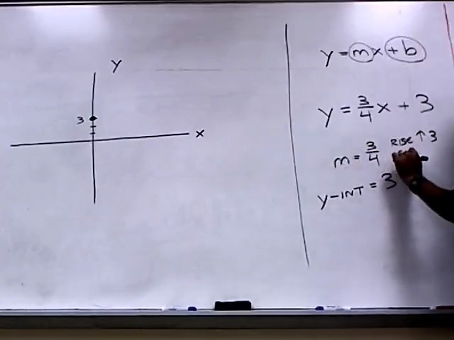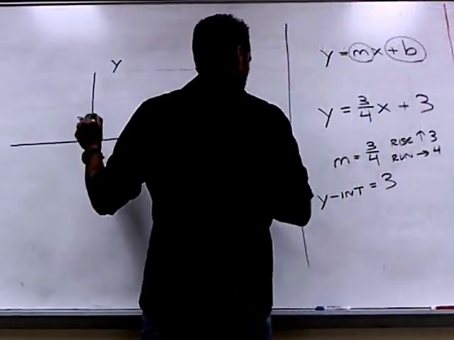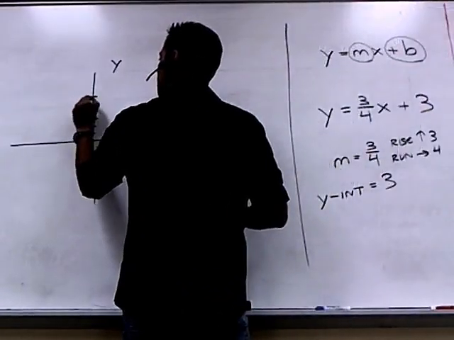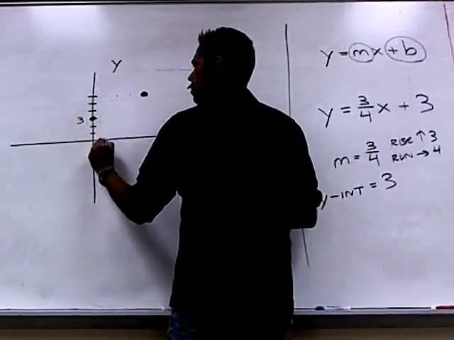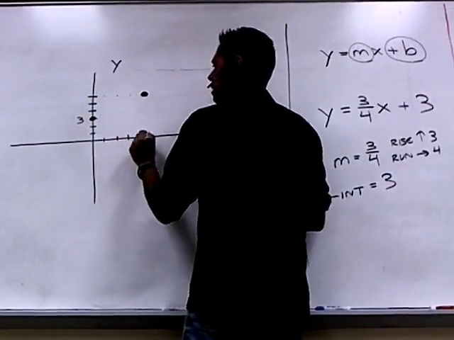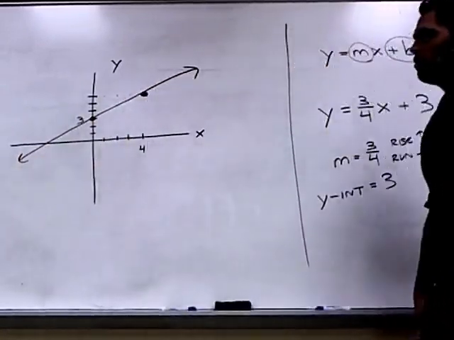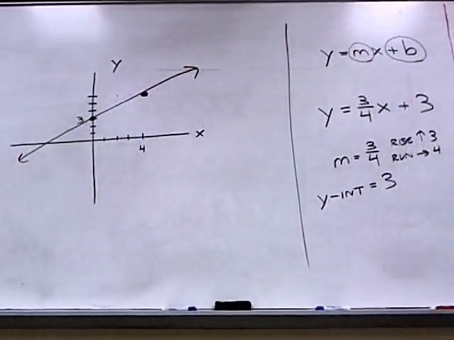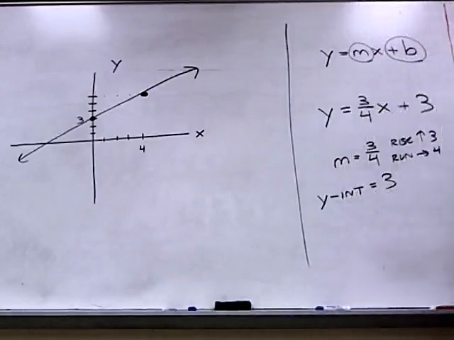So I'm going to run. That means I'm going to go to the right 4. So go from that point up 3, 1, 2, 3, to the right 1, 2, 3, 4. That's another point on your line. And then once we have 2 points, we connect them with a straight line. We're done. That's pretty much what we did last time, right? The problem was a little different because it kind of instructed us what to do, but there's nothing new in this, right?